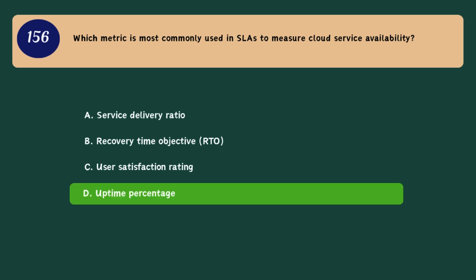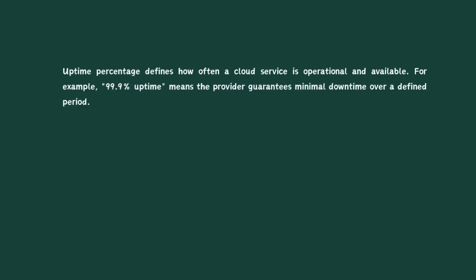Correct answer. D. Uptime percentage. Uptime percentage defines how often a cloud service is operational and available. For example, 99.9% uptime means the provider guarantees minimal downtime over a defined period.